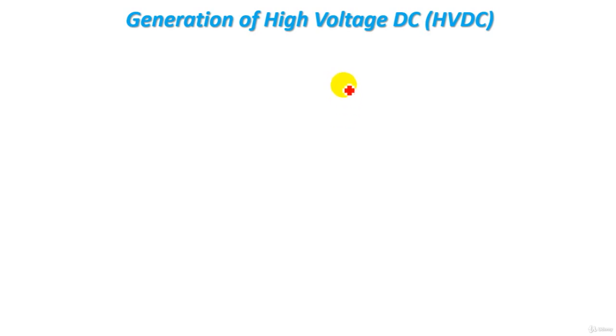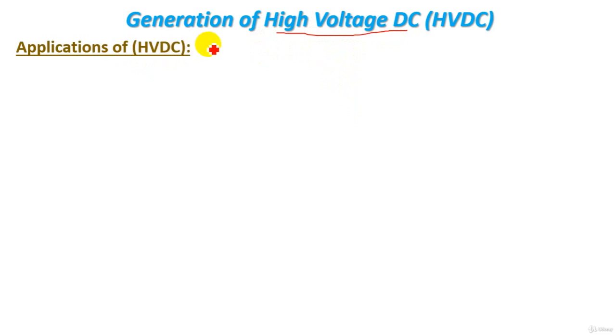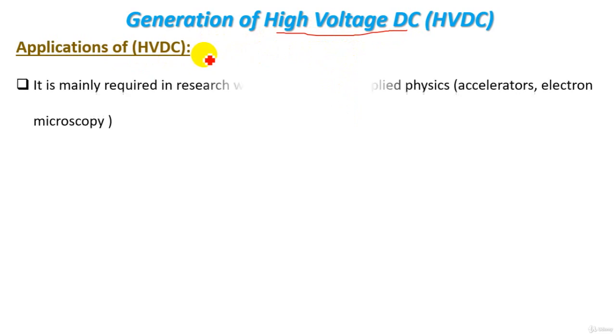Hi everyone. This lecture will be about the third type of high voltage, which is high voltage DC. In this lecture, we will understand the applications of high voltage DC and how to generate this type of voltage. First, let's see the applications of high voltage DC.